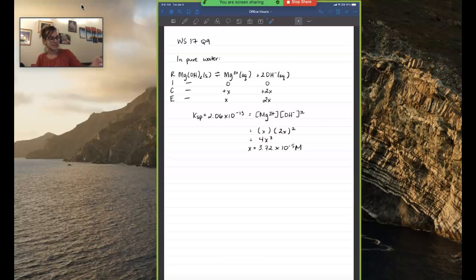All right, the next part of this problem was asking about, well, what happens if you're working with a buffer of pH 10? Now, the first thing you want to recognize here is that pH 10, is this acidic or basic? It's technically more basic, right? So there's more what in solution? More hydroxide ions, good.